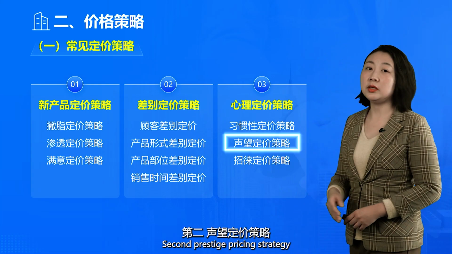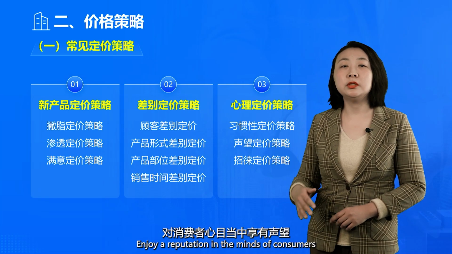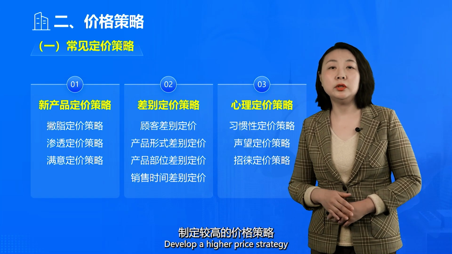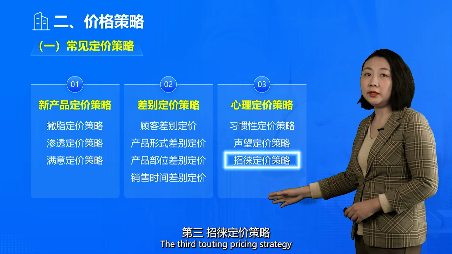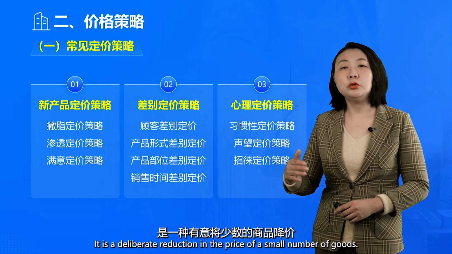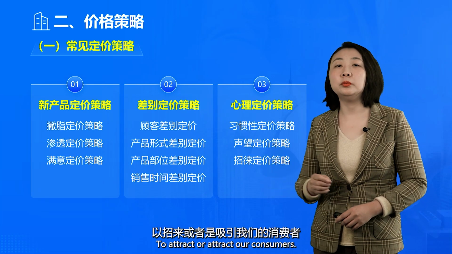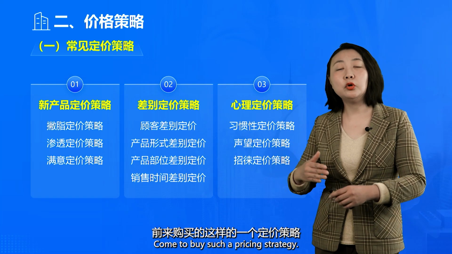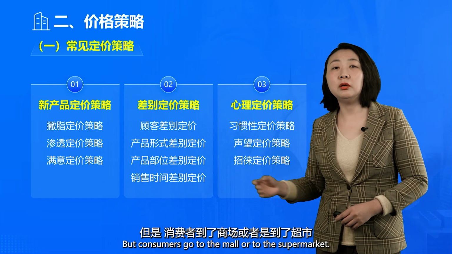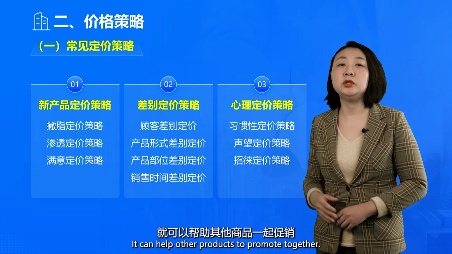Second, prestige pricing strategy. For consumers, the mentality of buying goods for every penny, enjoy a reputation in the minds of consumers. Reputable products develop a higher price strategy. The third, touting pricing strategy, also known as the pricing strategy of special offers. It is a deliberate reduction in the price of a small number of goods to attract our consumers to come to buy. But consumers go to the mall or to the supermarket. He doesn't just buy this kind of product, it can help other products to promote together.